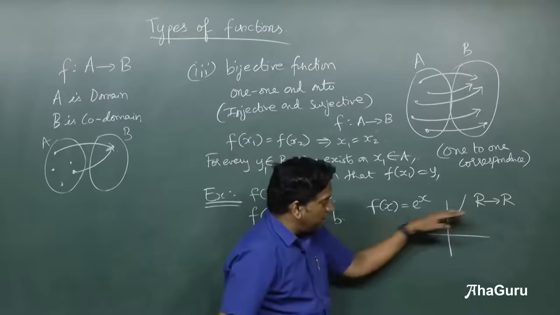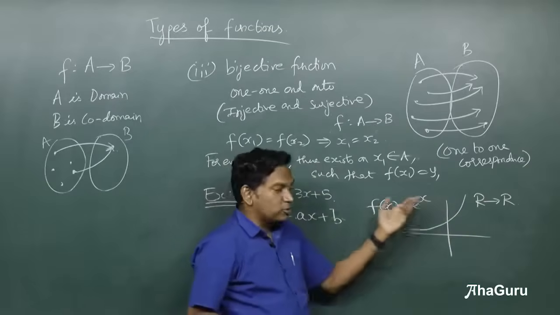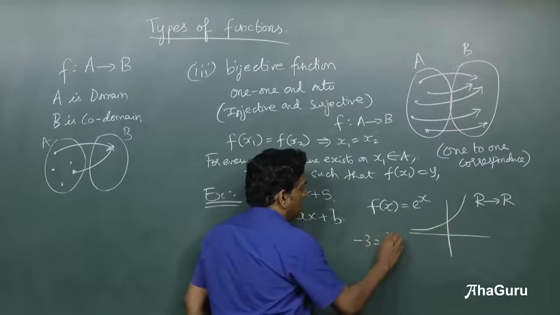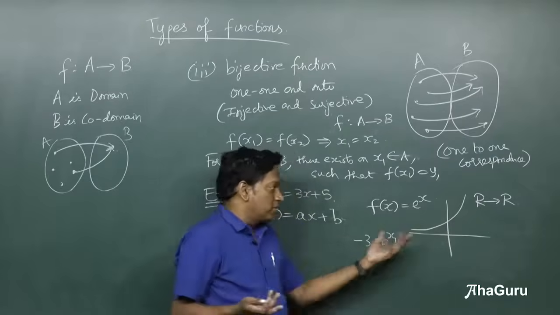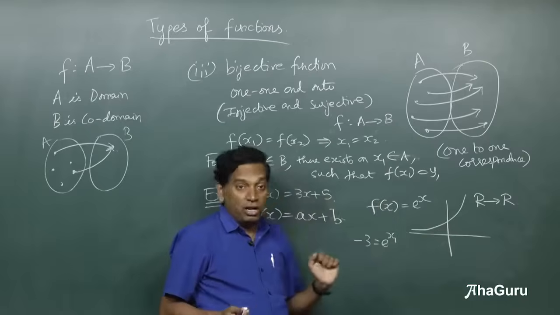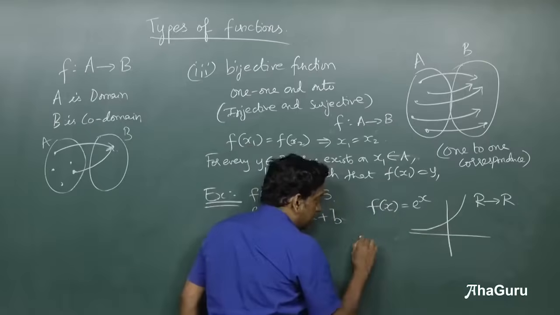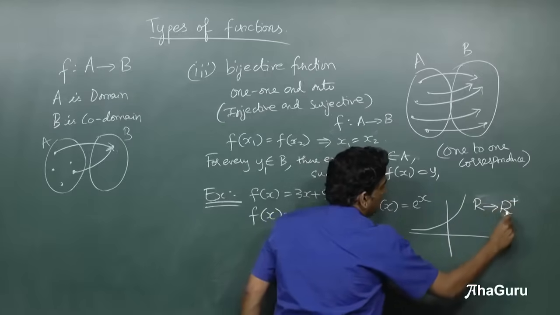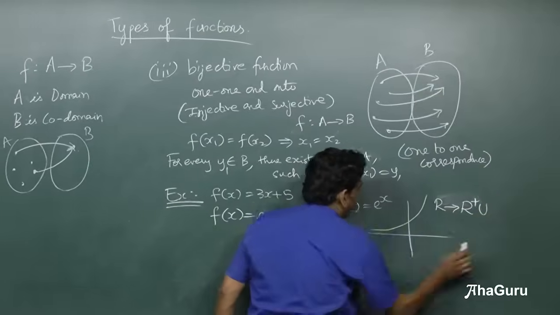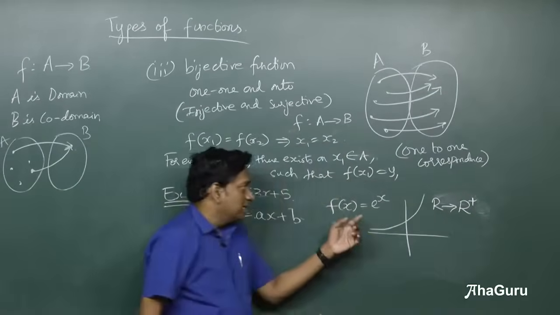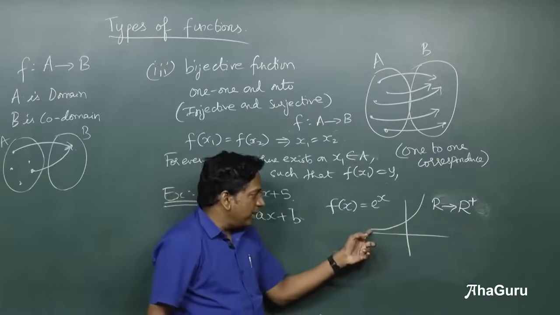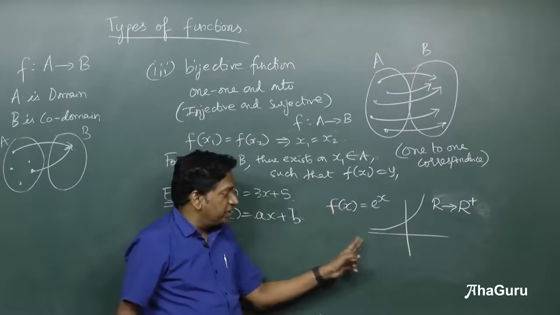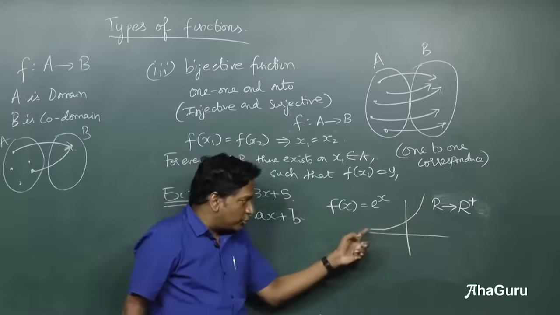We saw it's 1-1 because f(x1) = f(x2) means e^x1 = e^x2, which implies x1 = x2. But it's not onto, because if you ask -3 = e^x1, what is x1? No such value exists, because the negative part of the graph is not covered at all. On the other hand, suppose you define f from R to R plus, and in fact R plus only, not even 0, because can any x make y 0? Only minus infinity can, but minus infinity is not a real number. As x tends to minus infinity, y tends to 0, but y is never going to touch 0.